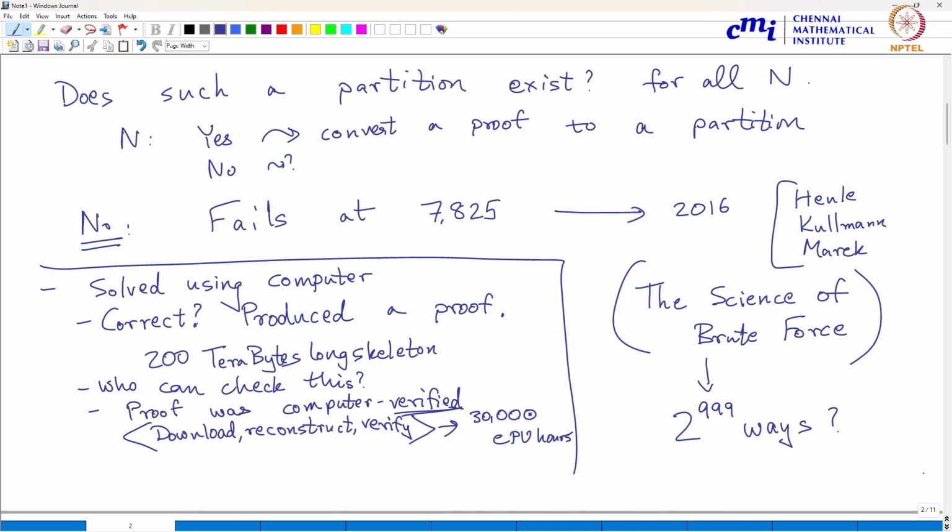In 30,000 hours, the proof could be downloaded, the skeleton could be patched up, and then the proof could be verified. Okay, so this was a pretty long computation to verify the proof. In such a long computation, again, there can be errors. Why are we sure that this was correct?